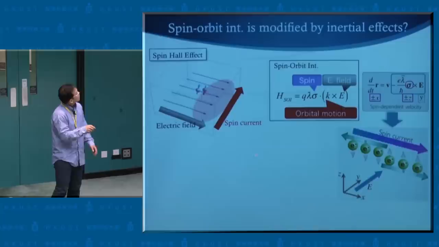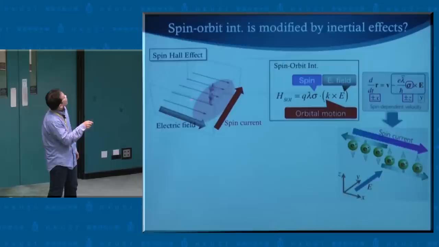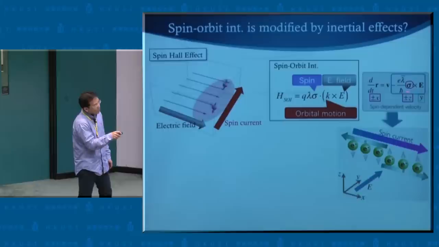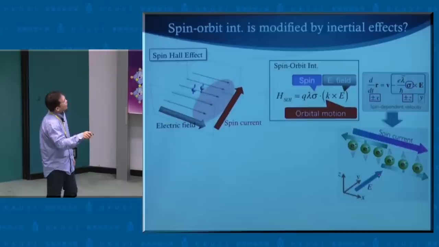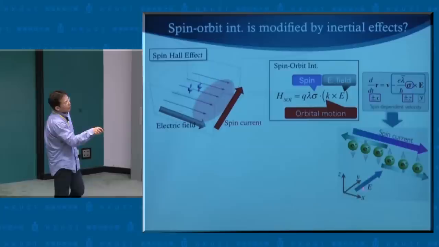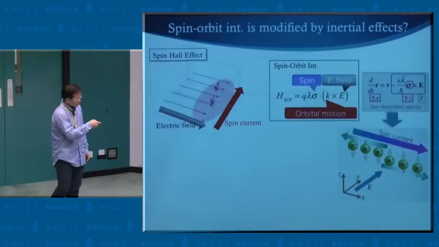Okay, and then let's move on to the next topic. What you can see here is the spin Hall effect. If we have the spin-orbit interaction, then the velocity of the electron depends on the spins. So if we apply the electric field, up spin goes this way and down spin the opposite way, then the spin current is created perpendicular to the electric field. This is the spin Hall effect. And my question is the following.